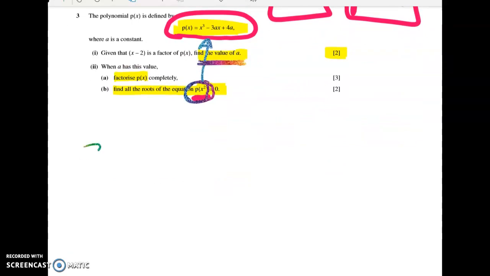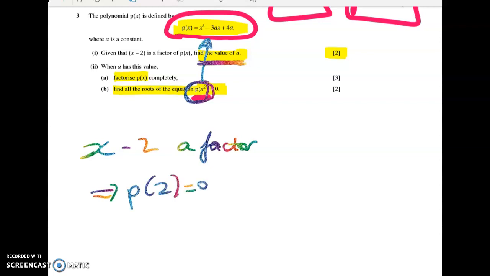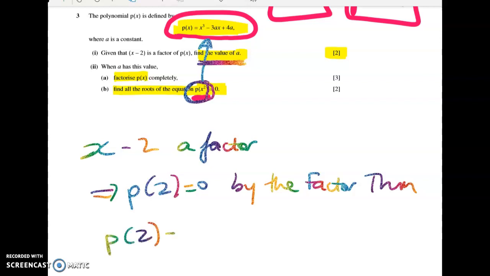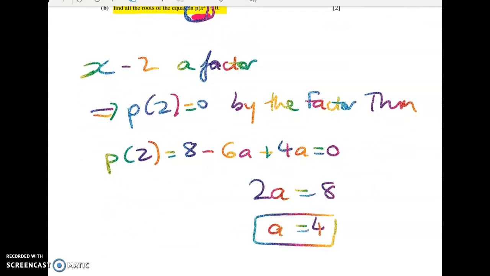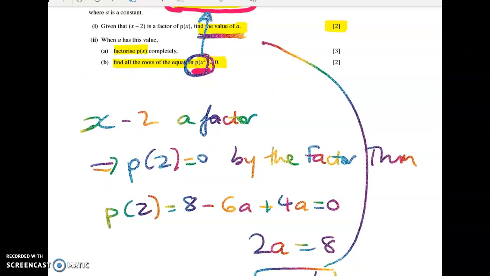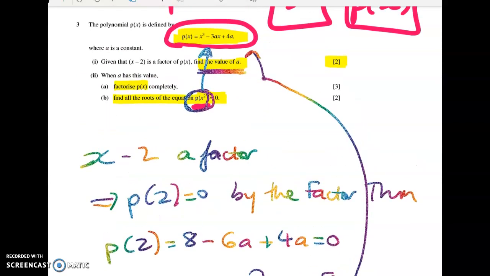So let's start by finding the value of a. Well, we know that x minus 2 is a factor. That means that we know that p of 2 is equal to 0 by the factor theorem. So we're going to substitute that in and solve. So p of 2 is equal to 8 minus 6a plus 4a, and that equals 0, giving me 2a equals 8, a equals 4. So now that we've got this, we can substitute that back into the original polynomial.